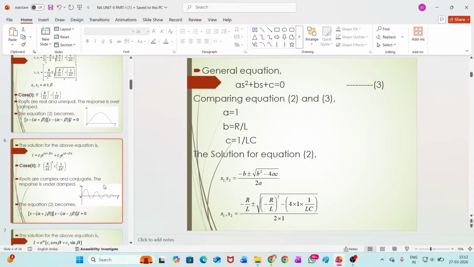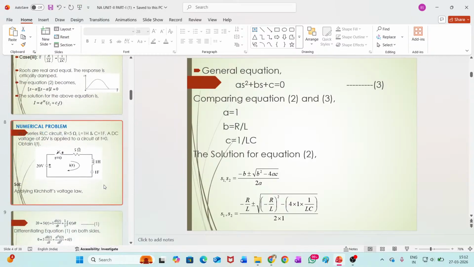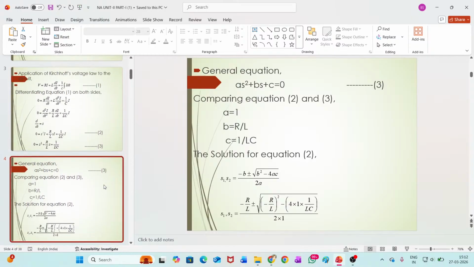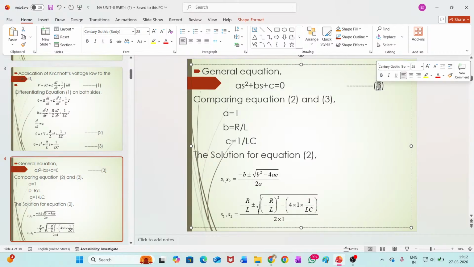About the next further equations, did I give any notations? I didn't give any notations for the further equations. So it's better, what I will do is I will write here 4, and I will write comparing equation 3 with 4.